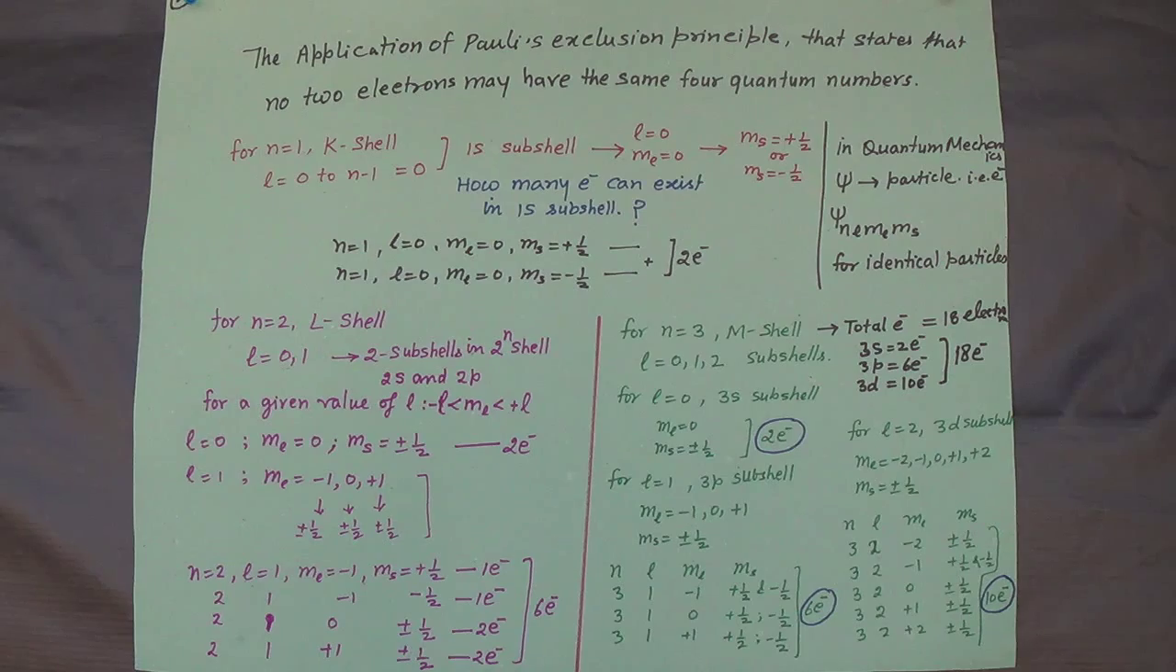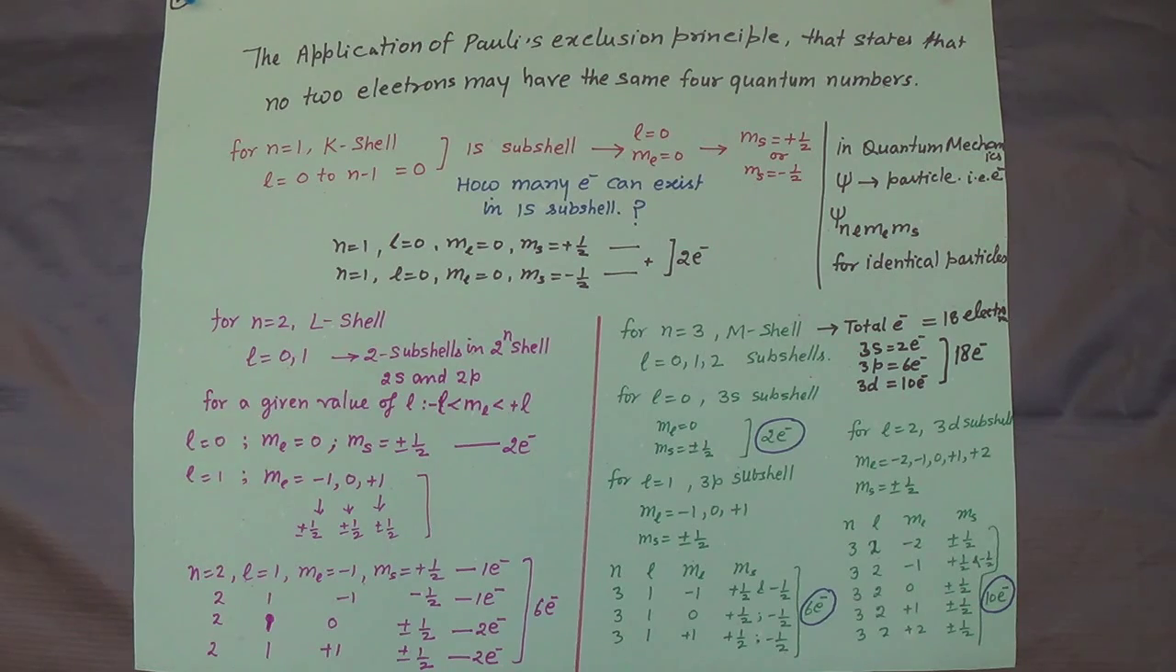So now you know how many electrons can exist in the s orbital? 2 electrons. How many electrons can exist in the p orbital? 6 electrons. So the total number of electrons in the second shell will be 2 plus 6, which is equal to 8. So 8 electrons can exist in the L shell. How to verify it? For the verification of it and of the Pauli exclusion principle, let us see the further quantum numbers.